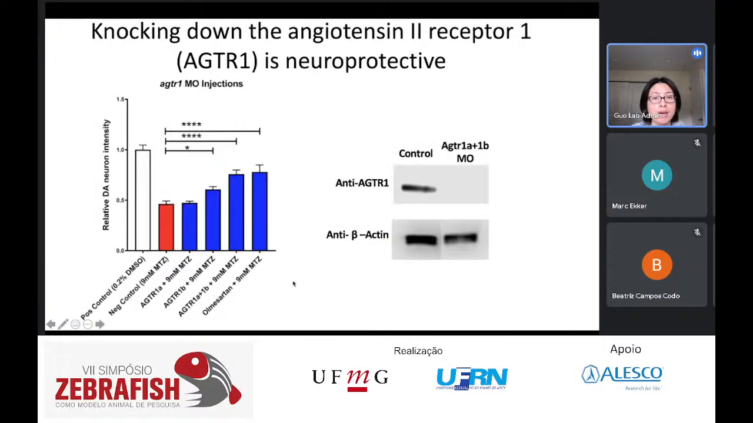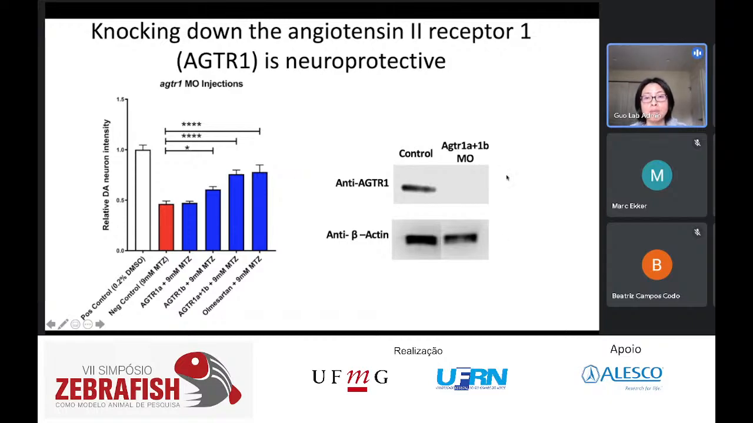To further verify whether the chemical inhibitor's effect is indeed mediated by this signaling pathway, we used morpholino to knock down the angiotensin receptor 1. And here you can see knocking down both receptors. There are 2 receptors in zebrafish as well as in rodents. When we knock down both angiotensin 1A and 1B receptor, we see a neuroprotective effect that's comparable to treatment with olmesartan, which is the AGTR1 chemical inhibitor.